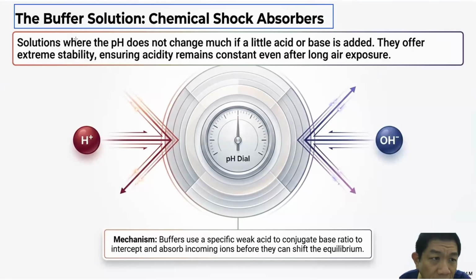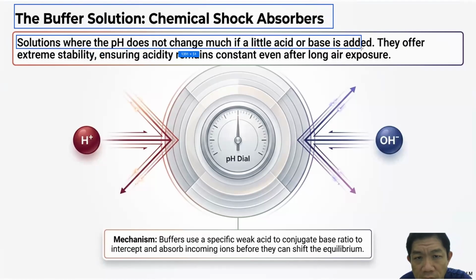So what is actually a buffer solution? A buffer solution is defined where the pH does not change much if a little acid or base is added to the solutions. So they usually offer extreme stability, ensuring the acid remains constant even after long exposure to air. So the indicator here is to make sure that the pH remains constant. When you take notes, we are talking only about a little acid or a little base being added to the solution.